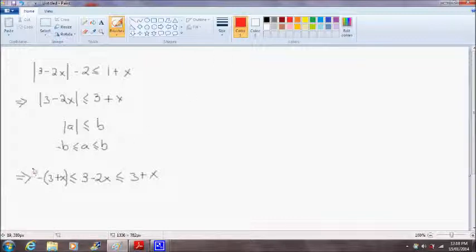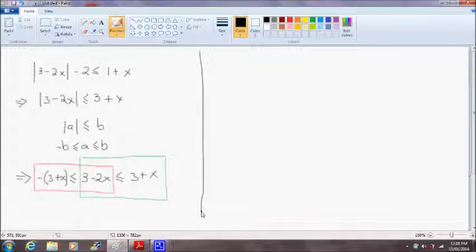We have to solve this as two parts. We can deal with each part separately. So the first part we can deal with is the left part, where negative 3 plus x is less than or equal to 3 minus 2x. And once we have finished that, we can deal with the second part, which is 3 minus 2x is less than or equal to 3 plus x. So I'm just going to draw a little line down the page here.